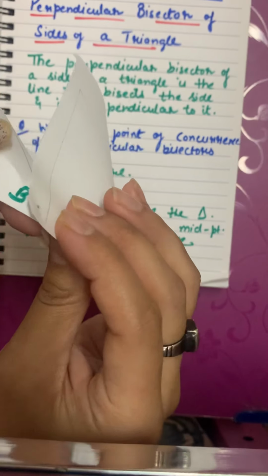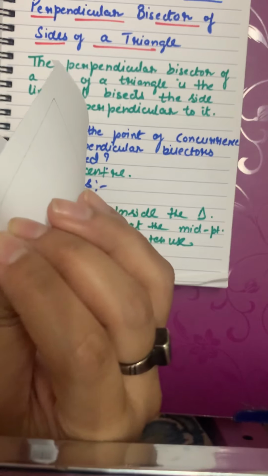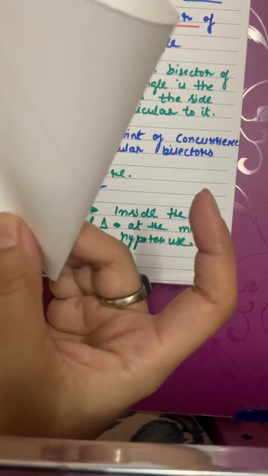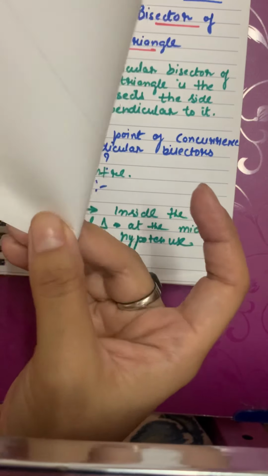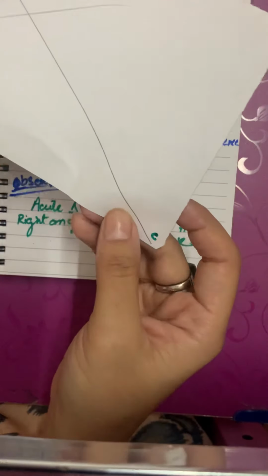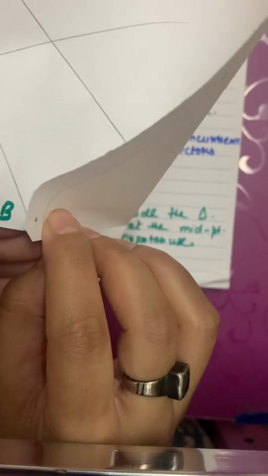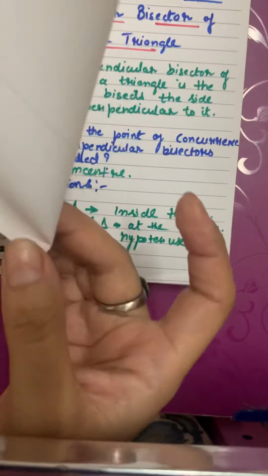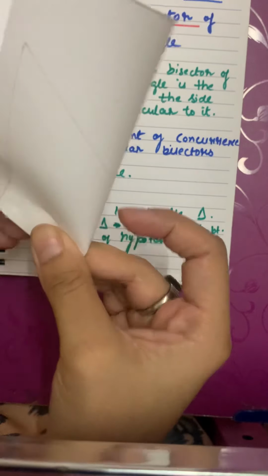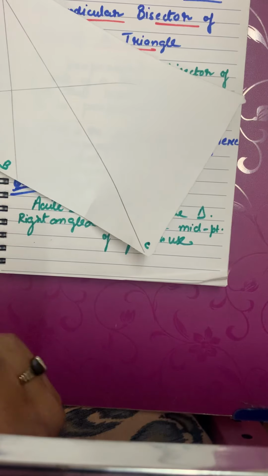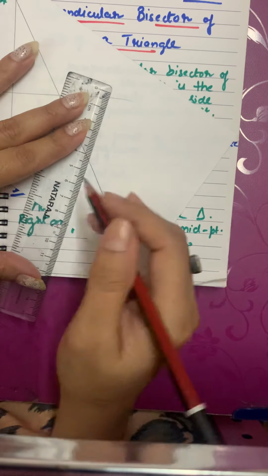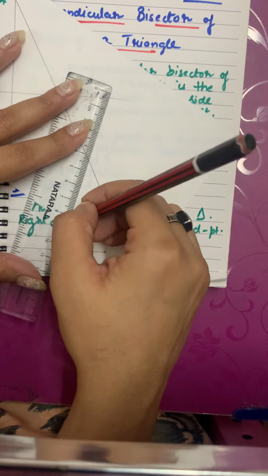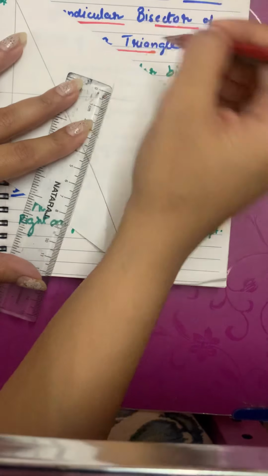Now I'll take midpoint of side BC and make sure that the points B and C overlap each other. So here my B and C are overlapping each other. This is my crease. Let me just fold it once more to get the accurate midpoint. So this is my midpoint. I've got my midpoint. And now draw it like this, a straight line.